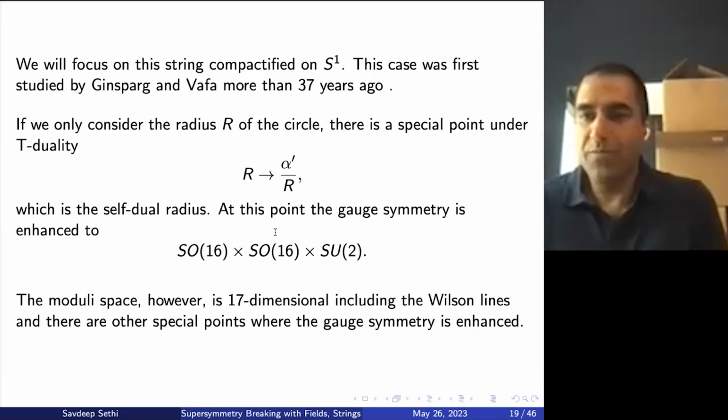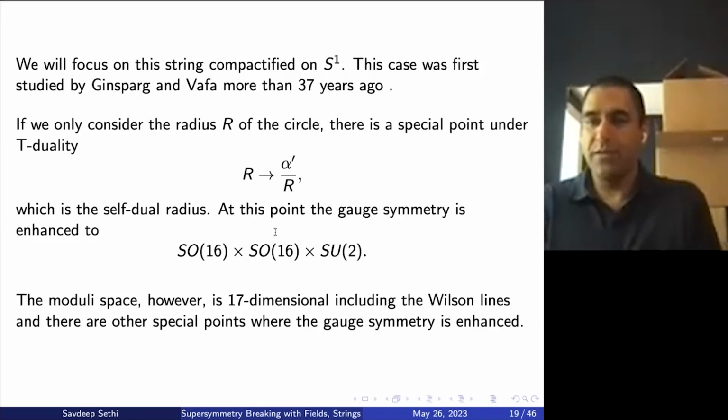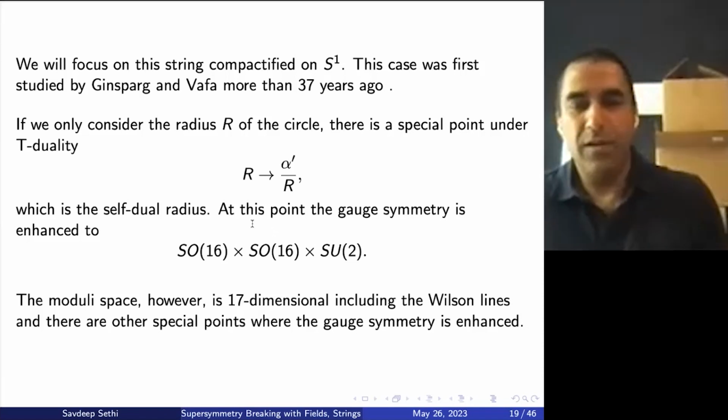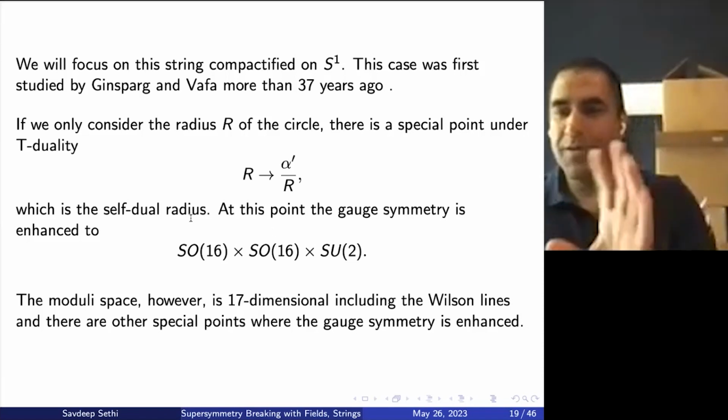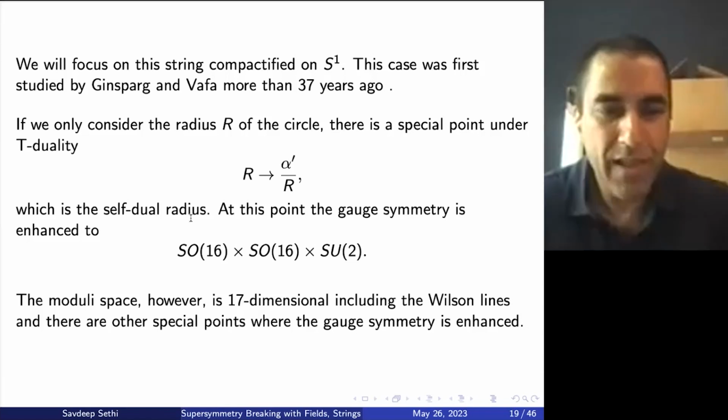I'm going to be very sloppy about the global structure of gauge groups, because it's not really going to matter for most of our discussion today. So O16, SO16, I'm not going to worry so much about global factors.